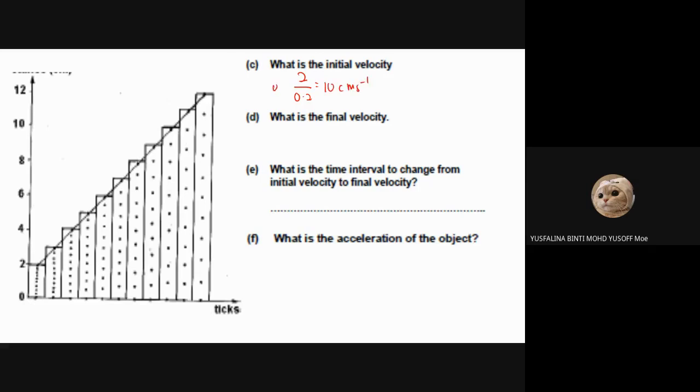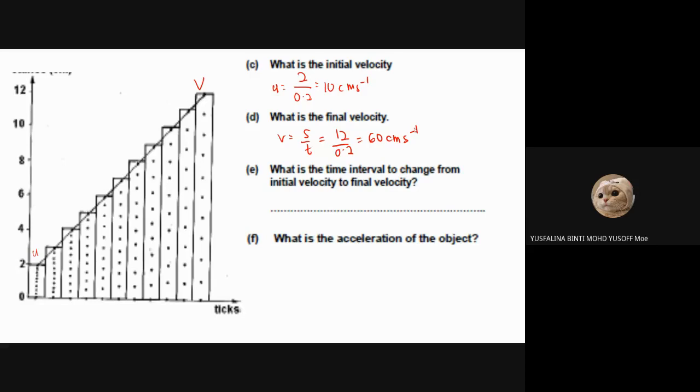How about V? V was already calculated before, right? V is S over T, so 12 divided by 0.2, so you get 60 cm s negative 1.